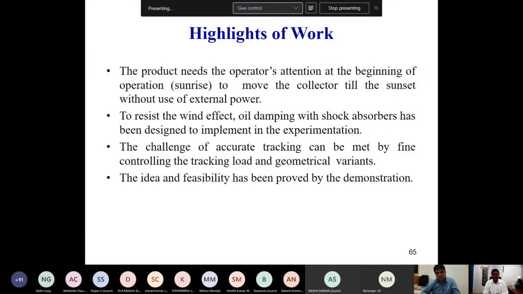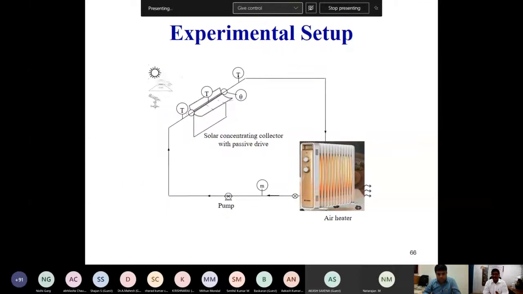Coming to the accuracy, we can get up to 1 degree tracking error, and 1 degree error is not a big issue with the compound parabolic collector. And as for whether it is practically feasible, we proved the feasibility by means of this design as well as the demonstration.